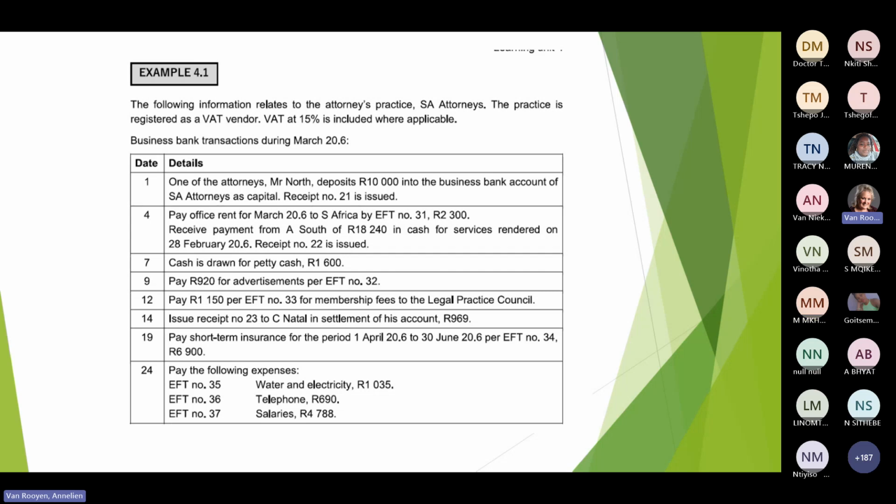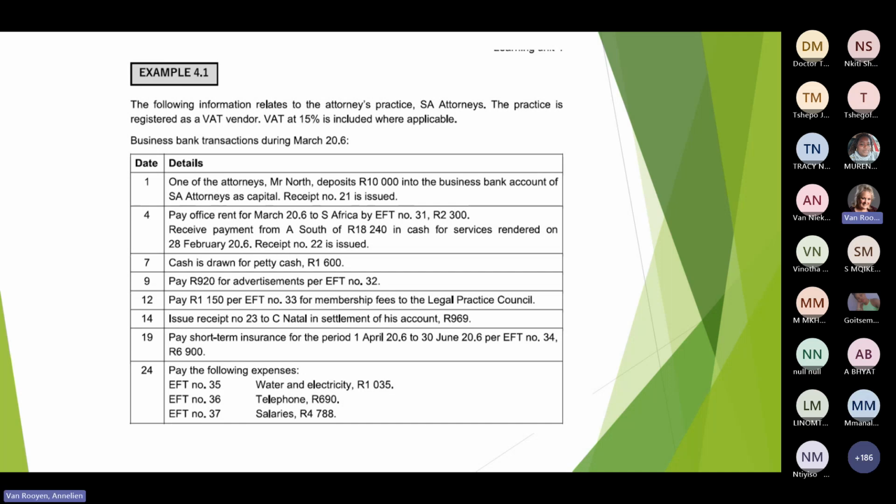Next one, receive payment from A South of 18,240 in cash for services rendered. So that is a client of ours. Is it money coming in or money going out? Money coming in. Debit or credit the bank account? Is the bank going to increase or decrease? Debit. Good. It's more, so it will be in the cash payments or receipts journal. Which one?